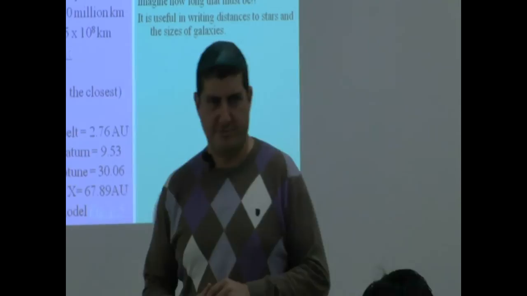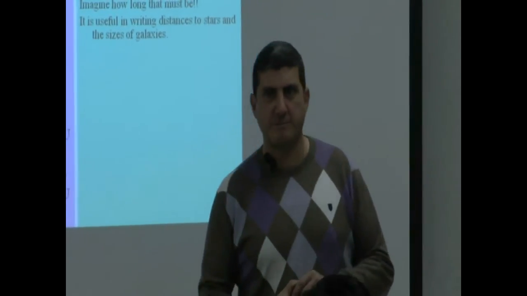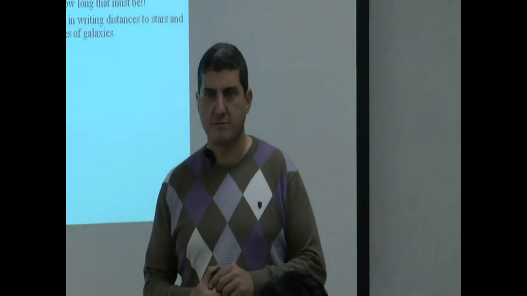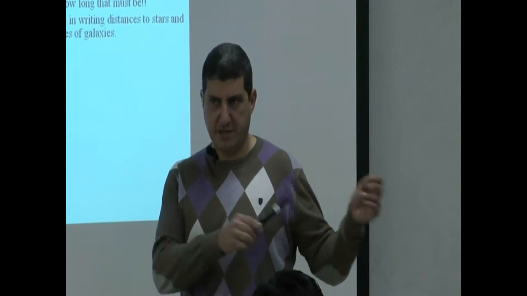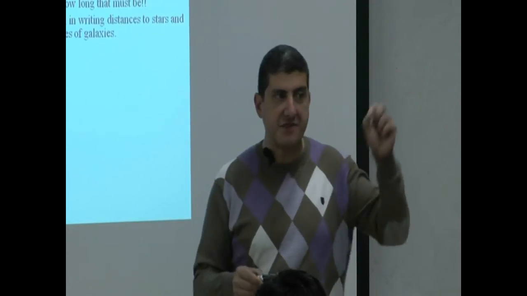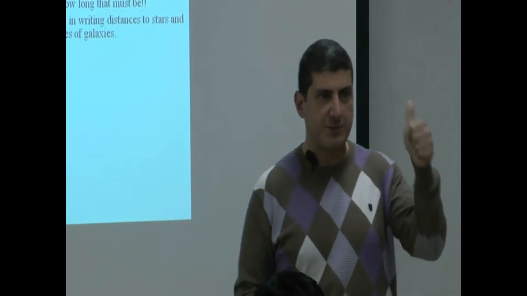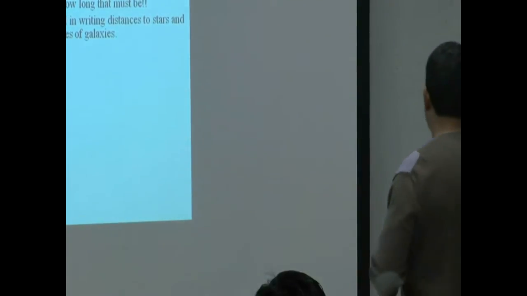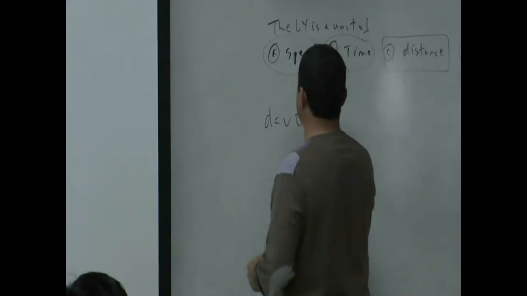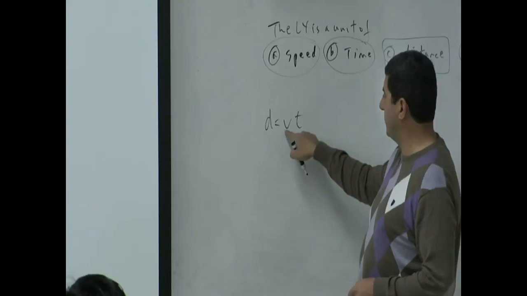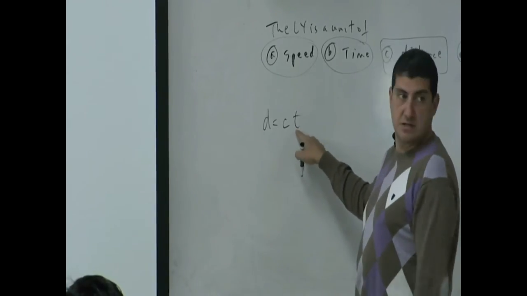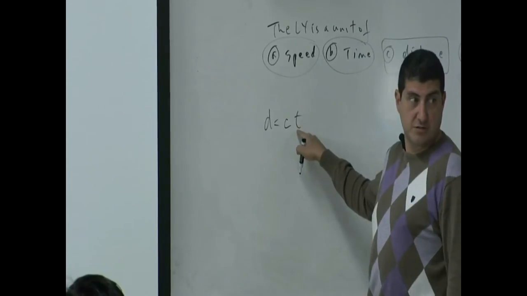So why are the students putting speed? Why are some other students putting time? You see, the thing is this. The light year is the distance that light travels if it goes at the speed of light for 1 year. So inside of the definition of the light year, you already have speed and time. See the equation, D is velocity times time. The light year is the distance that light travels when it goes at the speed of light times a duration of 1 year, you see?